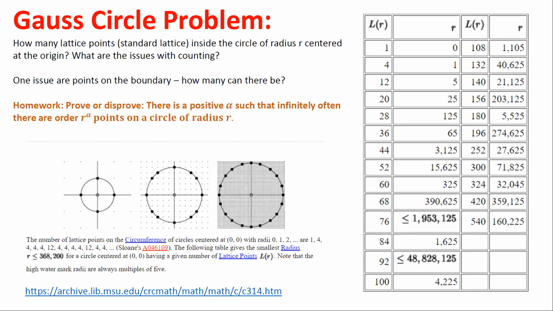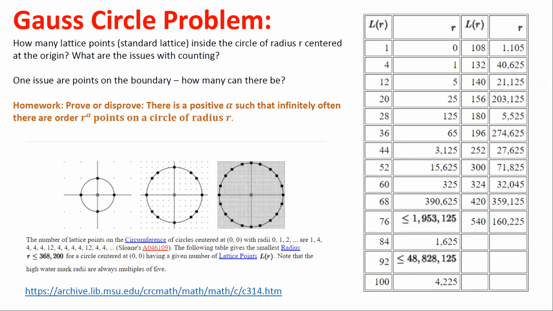Right, so we talked about the different issues. The main term wasn't too bad to get. It's going to be pi r squared. And one of the questions was, how many points could we actually have on the boundary? And this was a great example of how data can help lead the way. It was quickly noted that the radius corresponding to the smallest circle that had a given number of points on the boundary seemed to always be a multiple of 5. There didn't seem to be any obvious reason for that.